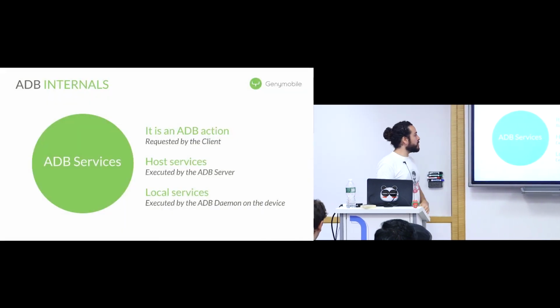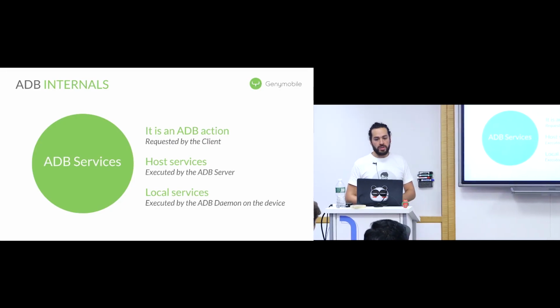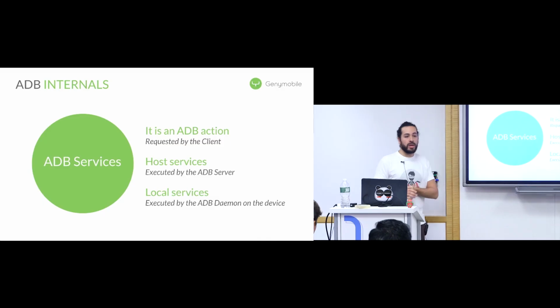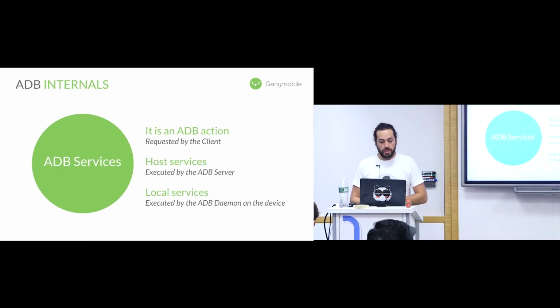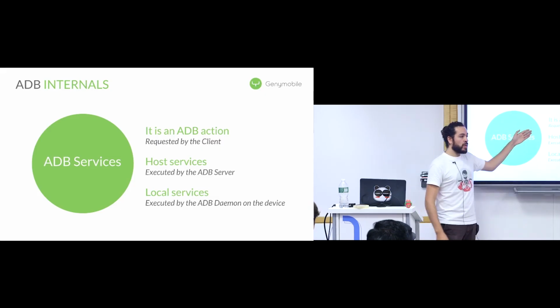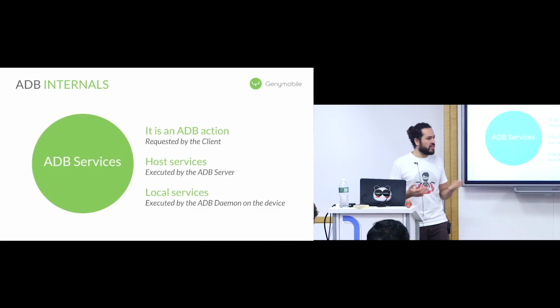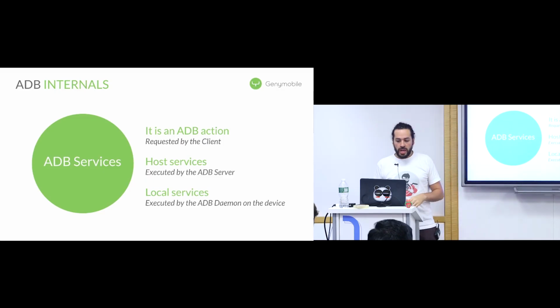Okay, and the ADB service, the most interesting part of this process. What it means, an ADB service, it's actually an action that ADB can do for you as a user. And you have two kinds of services. The first is the host services that are executed by the ADB server itself, like devices. When you type adb devices, it won't ask the daemon for something. And you have the local services that will be executed by the daemon.